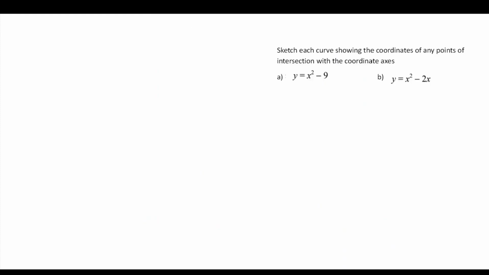In this question, we've been asked to sketch each of these curves, showing the coordinates of any points of intersection with the coordinate axes. So just remember that a sketch is not a plot. We're not trying to find corresponding x and y values. We're really looking for the shape of the graph, the shape of the function, and some important points where it crosses the axis. So the first one that we're working with, y equals x squared minus 9.